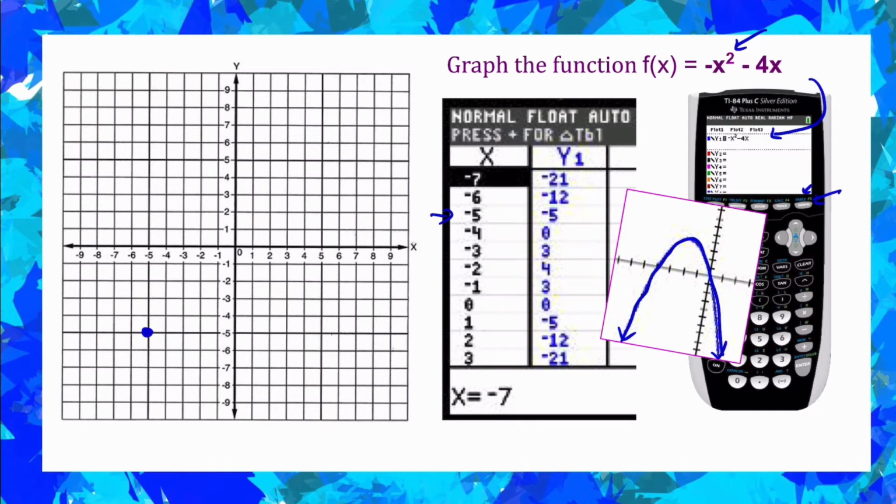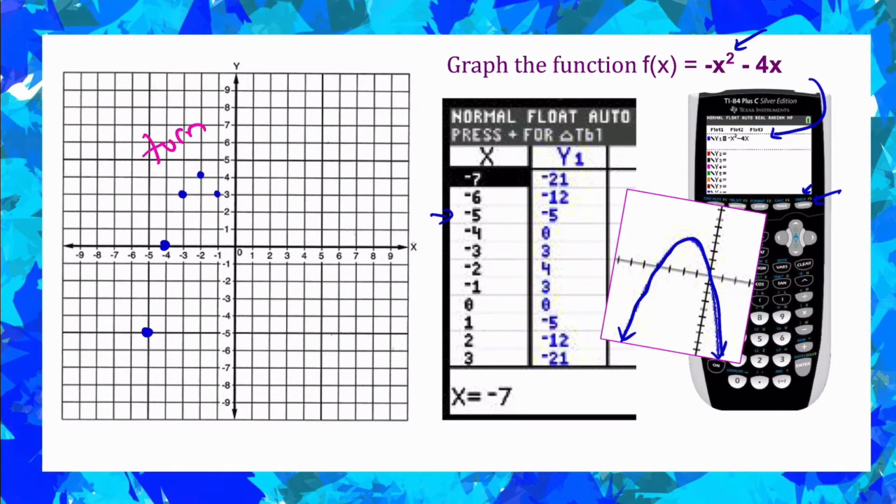My next point, -4, 0. Right there. -3, 3. And -2, 4. Now something's gonna happen. My next point is -1, 3. You'll notice that there's a little turn. I was going up, up, up, and then all of a sudden my points started going down.